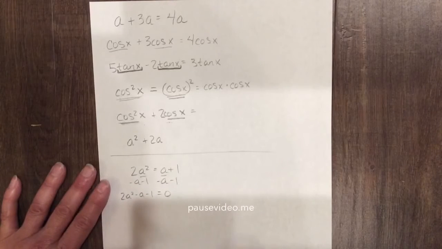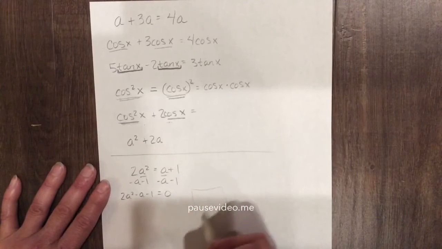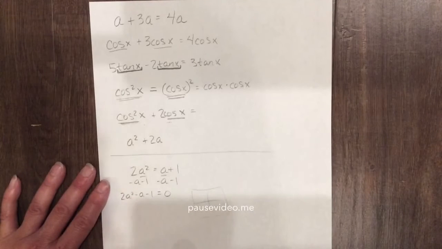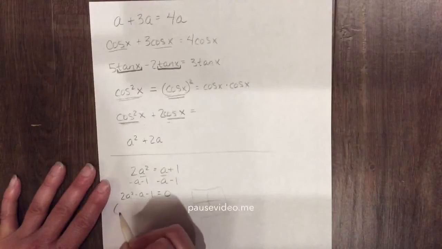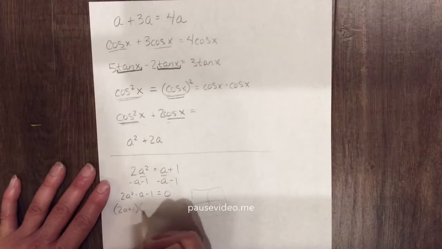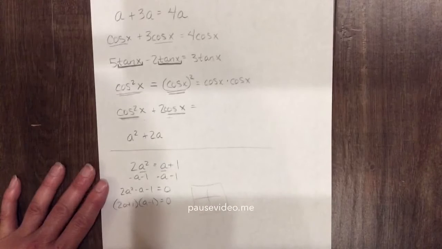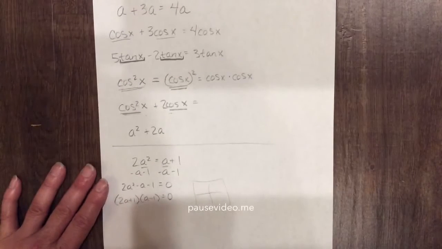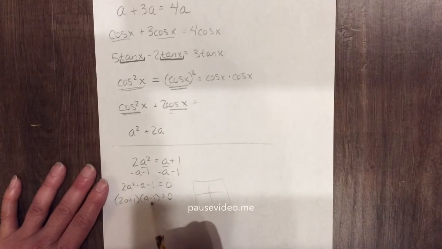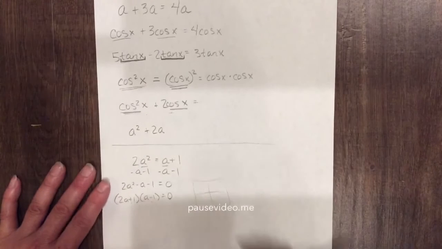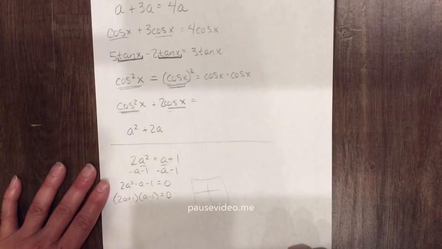And once you have it in this spot, you would go through the box method or factor by grouping, whatever you want to do, and you end up with 2a plus 1 and a minus 1 equals 0. What do you do once you get the factors? We set each factor equal to 0. So remember those two key things. We're going to use it when we do these trig functions.